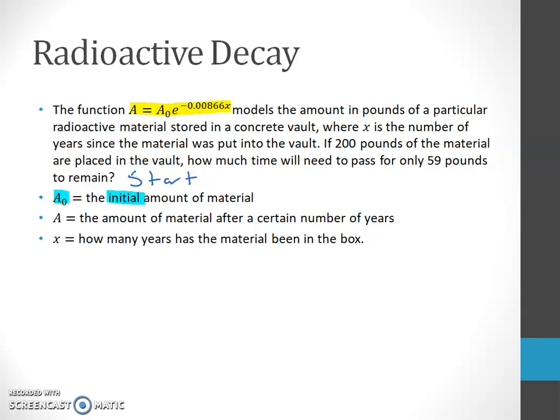Okay, then I've got my A. A is the amount of material after a certain number of years. So A is essentially my end value, which if we think back to our original equation, y equals A times B to the x power. Okay, A has always been our start. This Y has always been our end. So they've just switched what letters we're using here. So that's still our end. This is still our start value here.